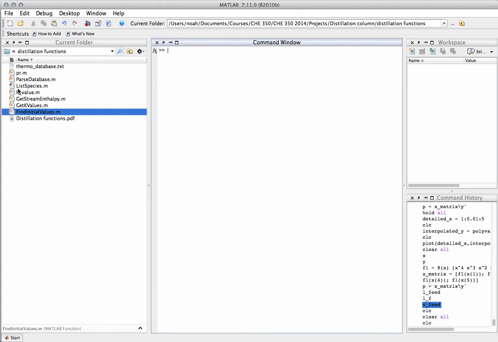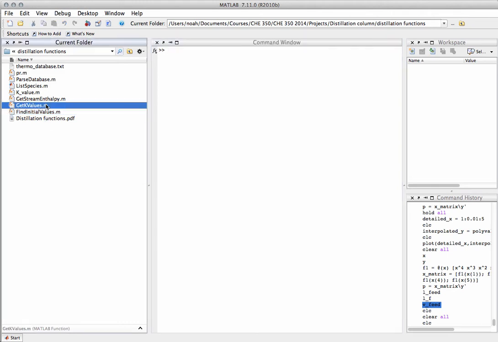We have a bunch of the same stuff that we used for the bubble point calculation. We have this get k-values function, which was the function that you used in your bubble point calculation. In addition, we've got kvalue.m, pr.m, parsedatabase.m, listspecies.m, thermodatabase.txt. Those are all auxiliary programs that get k-values uses, and those were all present when you did your bubble point routine.